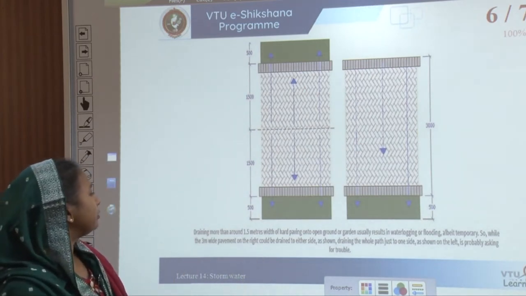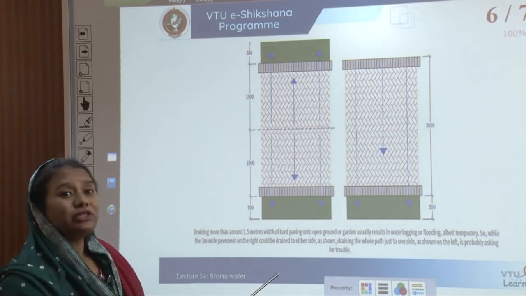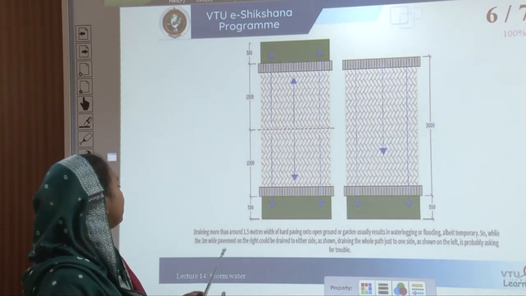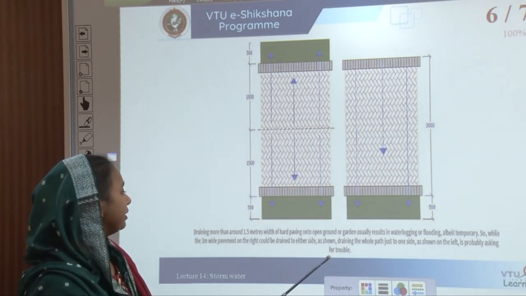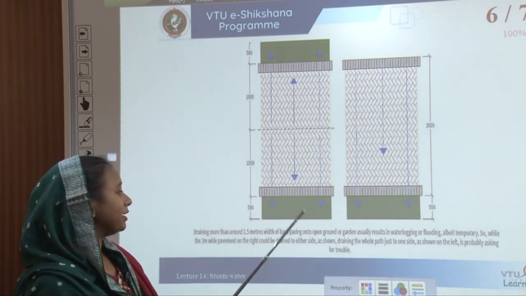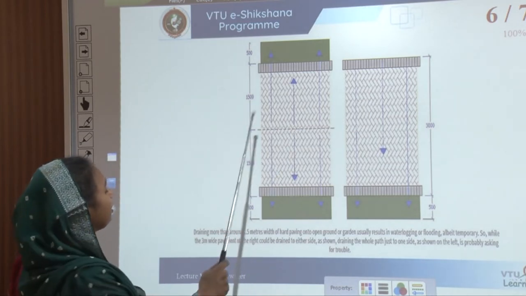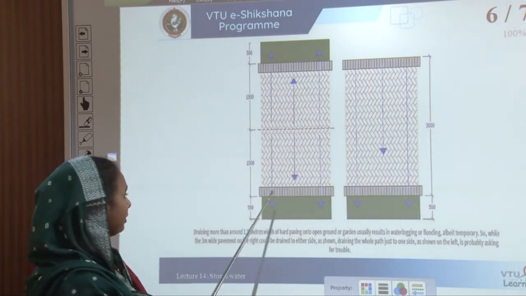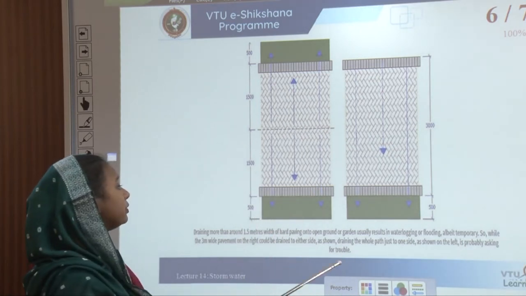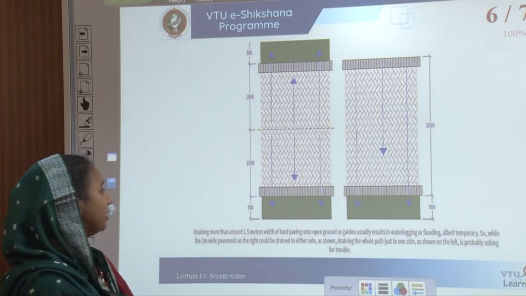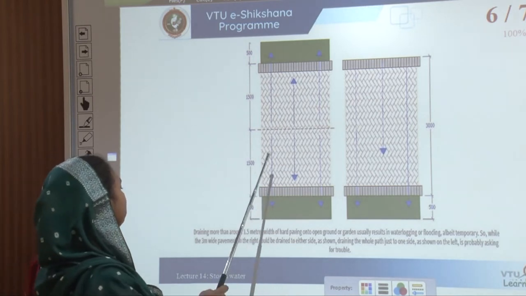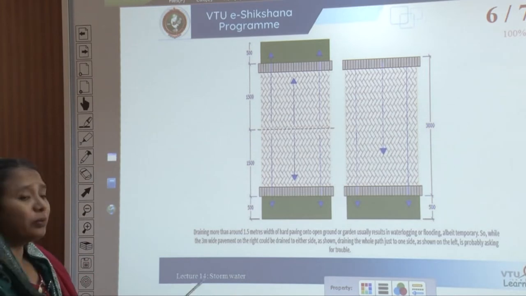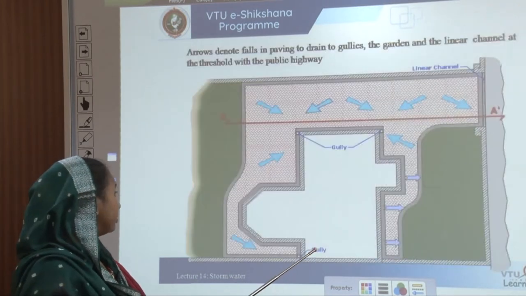Draining more than 1.5 meters of hard paving onto the open ground or a garden usually results in a lot of waterlogging or flooding, albeit temporary. While a 3 meter wide pavement could be drained on either side, as shown, draining the whole path to just one side is probably asking for trouble. If you have lawns on either side, or pavements on either side with drains following them, this would not cause any water flooding or waterlogging. So always keep in mind that a 3 meter wide pavement should be provided with drainage on either side, so we do not have any trouble draining out all the water.